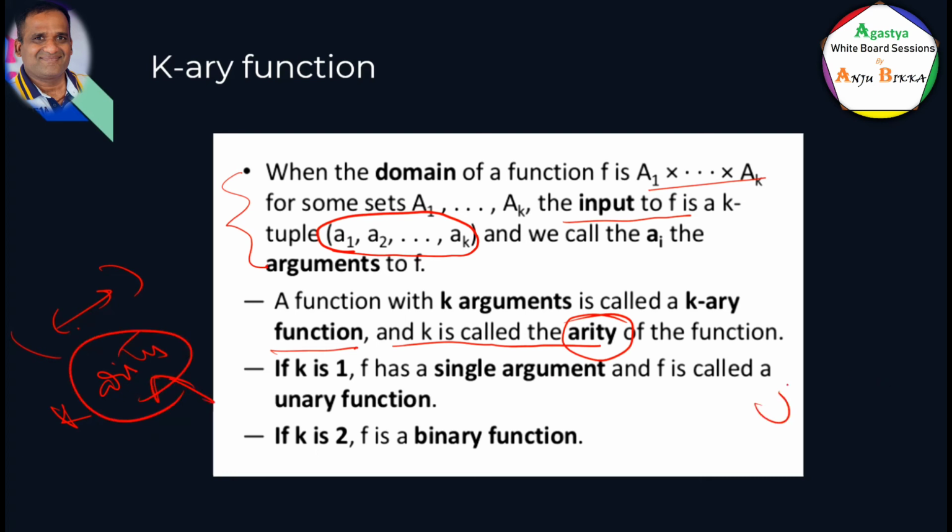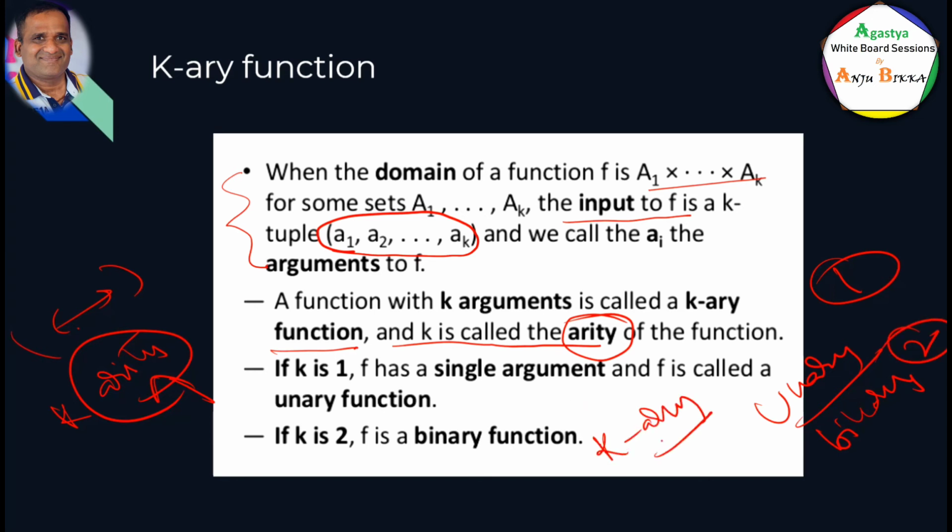In the case of unary, the arity of the function is 1. In the case of binary, the arity of the function is 2. In the case of a k-ary function, the arity is k. If k is 1, that is called a single argument, also called a unary function. If k is 2, then that is called a binary function.